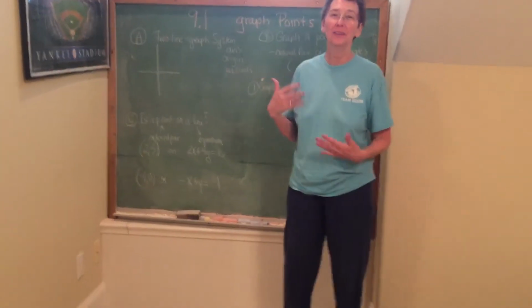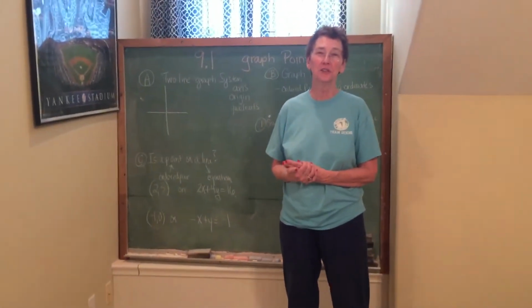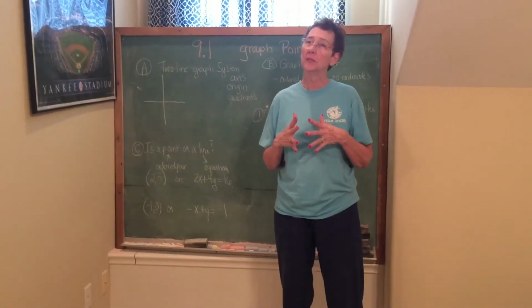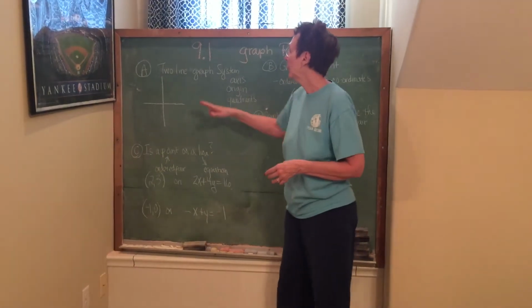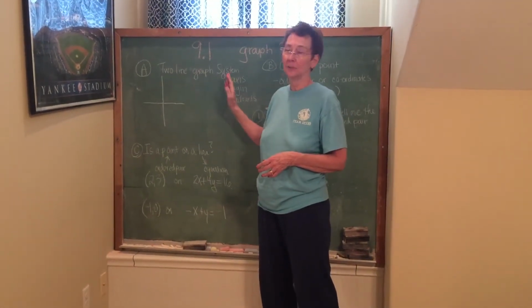Today we're going to talk about 9.1. It's the first section of chapter 9. Hopefully it's something that's pretty familiar to you. Now what we're going to do is a two-line graph system.